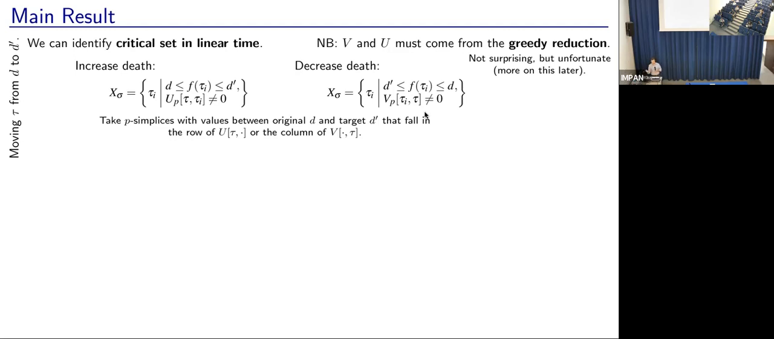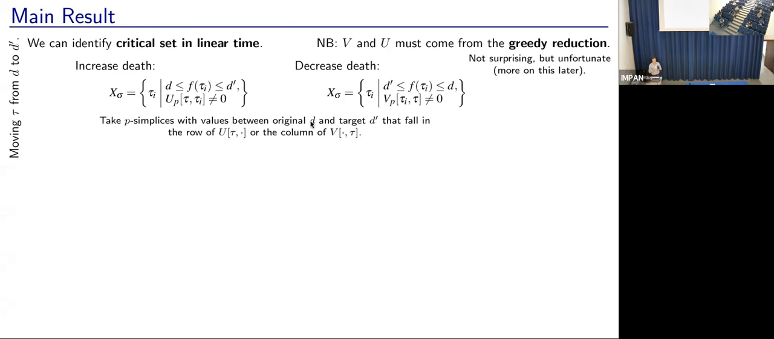The only catch is that, so I mentioned that this R equals DV decomposition is not unique. Maybe I didn't mention it, I should have. It's not unique, now you know. So for this to work, you have to compute the matrices V and U that you get from the original reduction, from the standard persistence algorithm. And if you do this, then you will get matrices that tell you exactly, if you look at the rows and columns, what the simplices in the critical set are. In other words, the simplices that, when you transpose them with your tau, will make the pairing switch. And of course, this is great because you can do this in linear time.